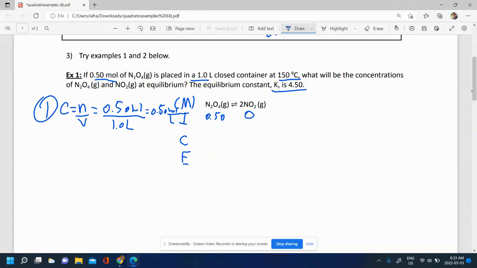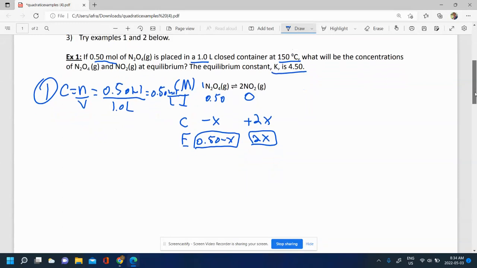So what is our change going to be? It's based on the molar coefficient, just as we saw normally. We're going to use up some reactant, so that's minus x, and we're going to produce the product, so that's plus 2x. And so our equilibrium concentration for the reactant is going to be 0.50 minus x, and for the product, it's going to be 2x. Now, the question is asking us to find what these actual concentrations are, not the expression with the x in it, but to find the x and plug it in there to find the actual concentrations.